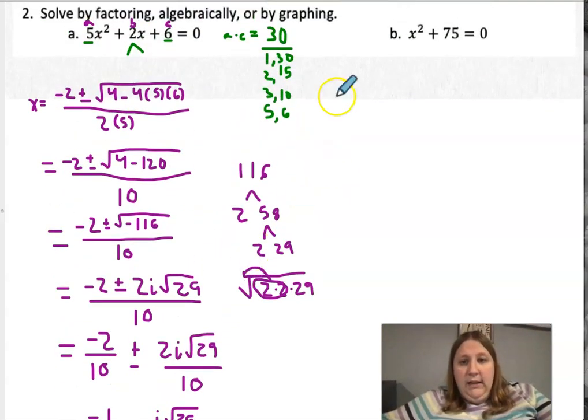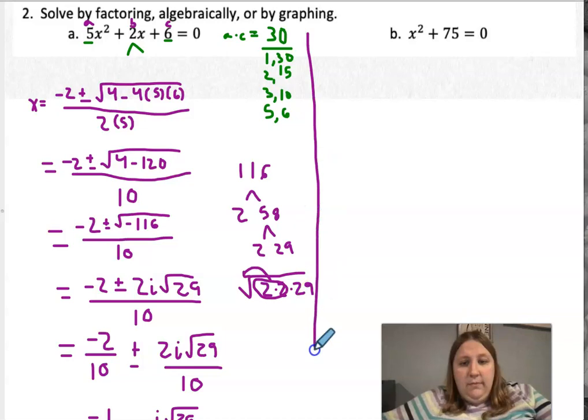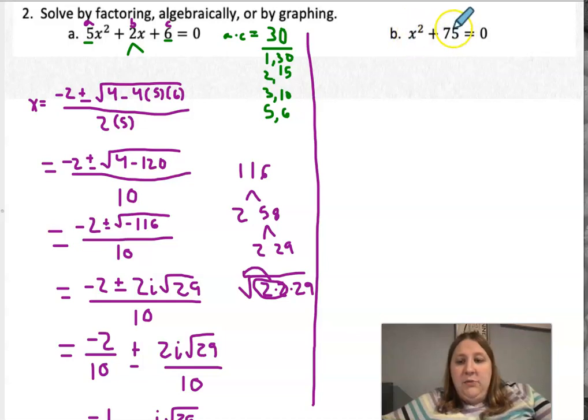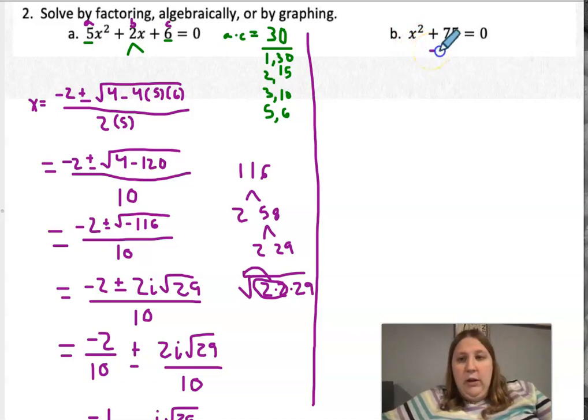Okay, looking at the next one here. This is where I have my a and my c. This one has no b. It has no x piece in the middle. So when that happens, we solve algebraically by getting x squared alone initially. So in this one, to get x squared alone, I'm going to subtract 75 from each side. And so here they cancel, and we get x squared equals negative 75.